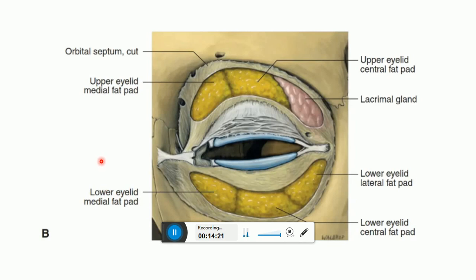So there is a clinical pearl. If you come across a patient with periorbital laceration and there is the presence of orbital fat, what will it indicate? It indicates the violation of the orbital septum.